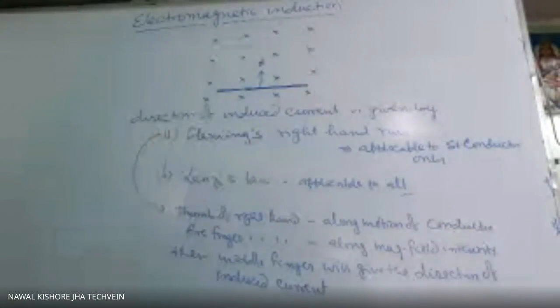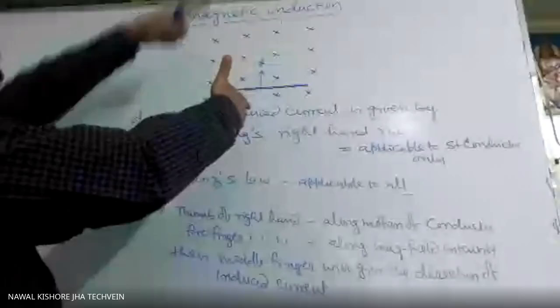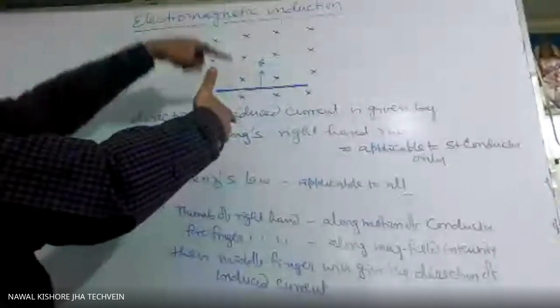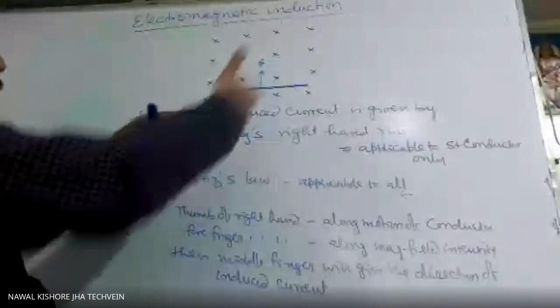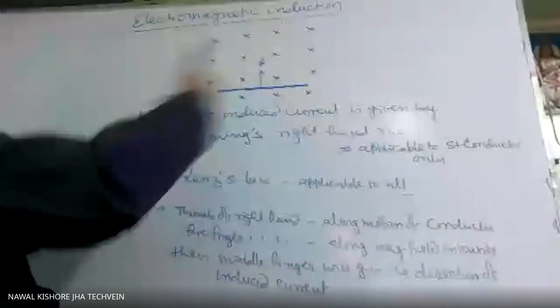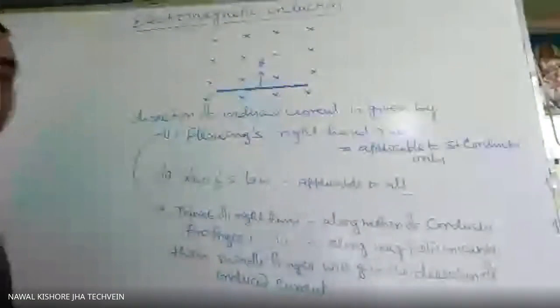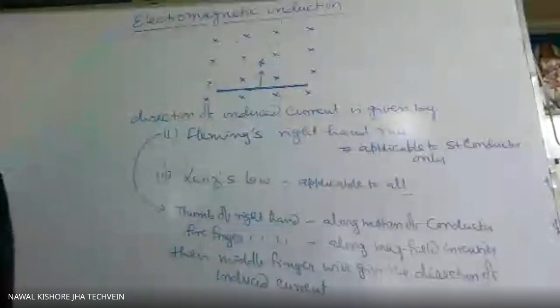No, Fleming's right hand rule. So this will be in the direction of magnetic field. So this is the direction of motion of the conductor. Thumb will be in the direction of motion. So it is moving upward. Then this middle finger will give the direction of current. That is this one. So if the circuit is closed, then only current will pass.